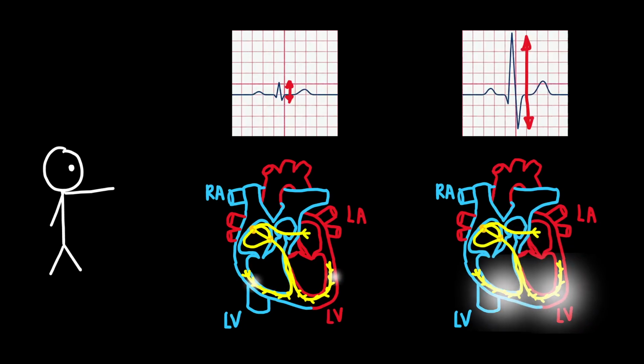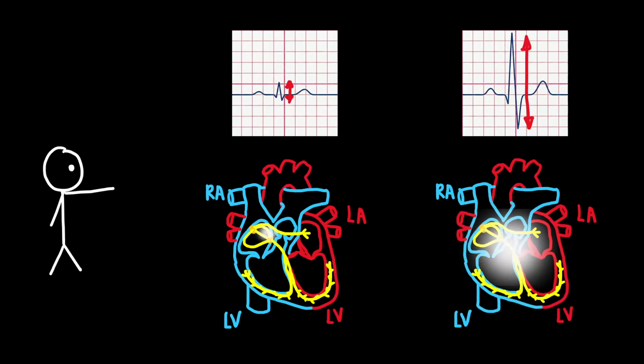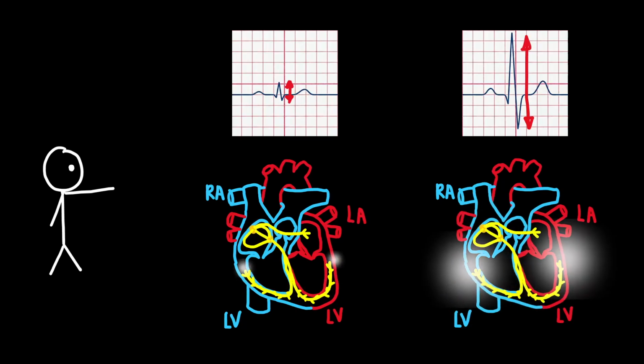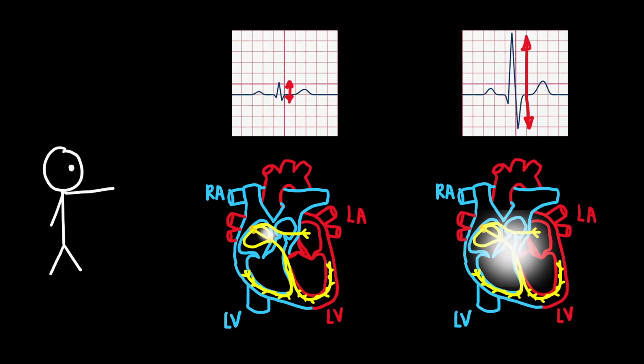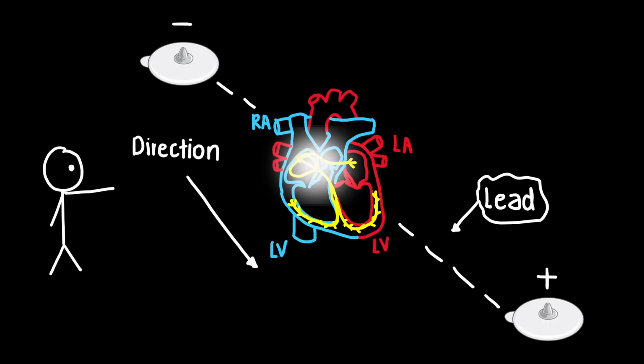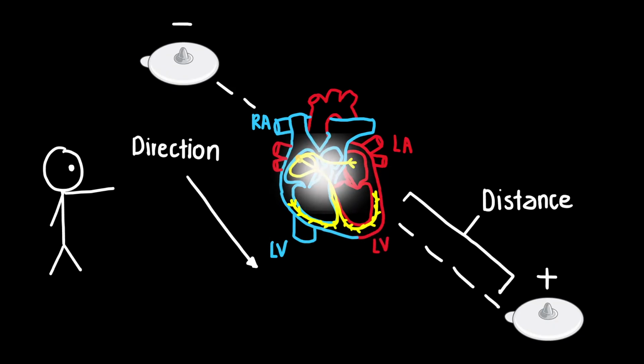The natural assumption is bigger wave equals bigger heart event. Taller peak equals more cells firing or more heart is involved. But that's not what voltage measures. Voltage at the electrode depends on three things: how much electricity the heart actually generated, the direction that electricity is moving relative to this lead, and the distance between the heart and the electrode.